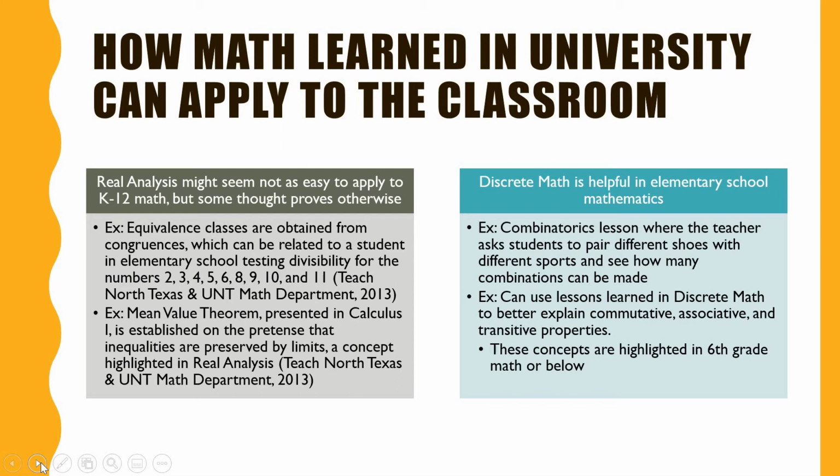Discrete math also further explains commutative, associative, and transitive properties. Other classes do this as well, and these concepts are highlighted in 6th grade math or below, where properties of numbers in reference to addition and multiplication are discussed.